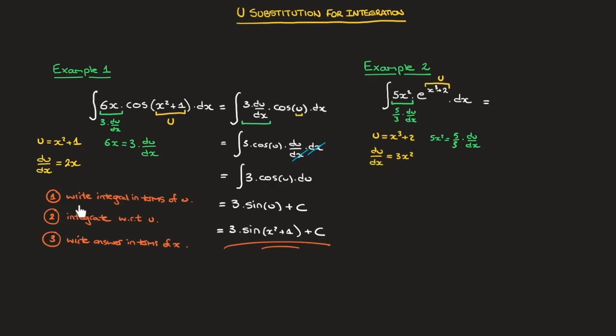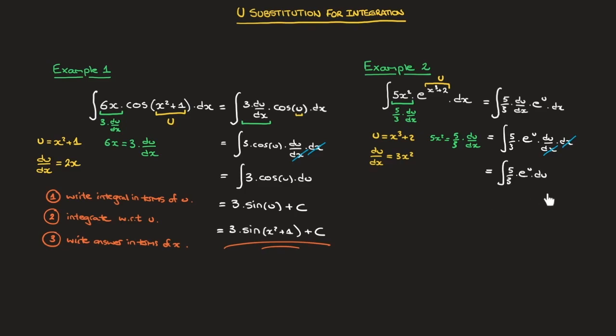The first step, we write the integral in terms of the variable u. In other words, we go ahead and write that this equals the integral of 5/3 of du dx times e of u, with our dx at the end here. And rearranging this a little, we can see that this is equal to the integral of 5/3 of e of u times du dx times dx. We now see that the dx's cancel each other out, leaving us with an integral that is written only in terms of u. In other words, that's the integral of 5/3 times e of u du.